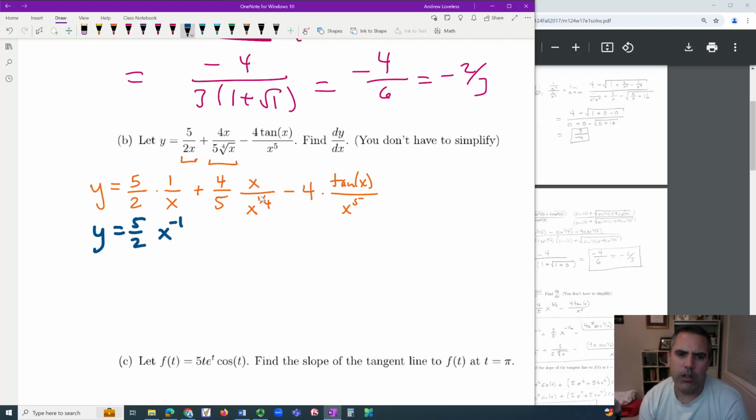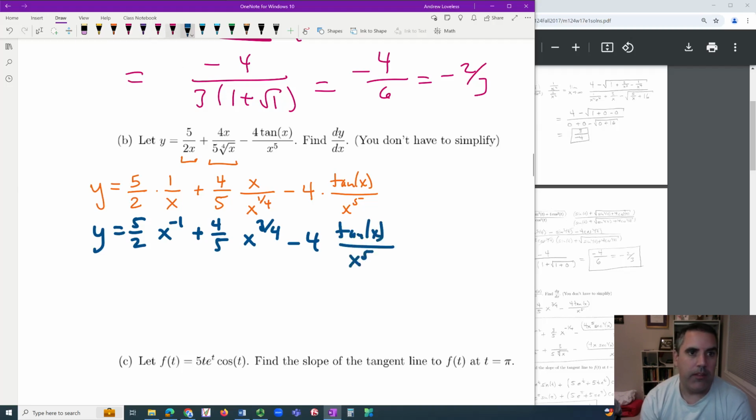Ooh, what's this going to be? 1, so it's 4 fifths x to the 3/4, and then we have this mess. You have 3 terms, and I like to say that the coefficients and the sums come along for the ride. So there are 3 completely separate jobs to do. First job, this is going to be negative 5 halves x to the negative 2. And you should see, did the power go down? Next one, I'm going to bring down a 3/4, but that's kind of nice because the 4's cancel. So this is going to be 3 fifths x to the negative 1/4. Did the power go down? Yes.